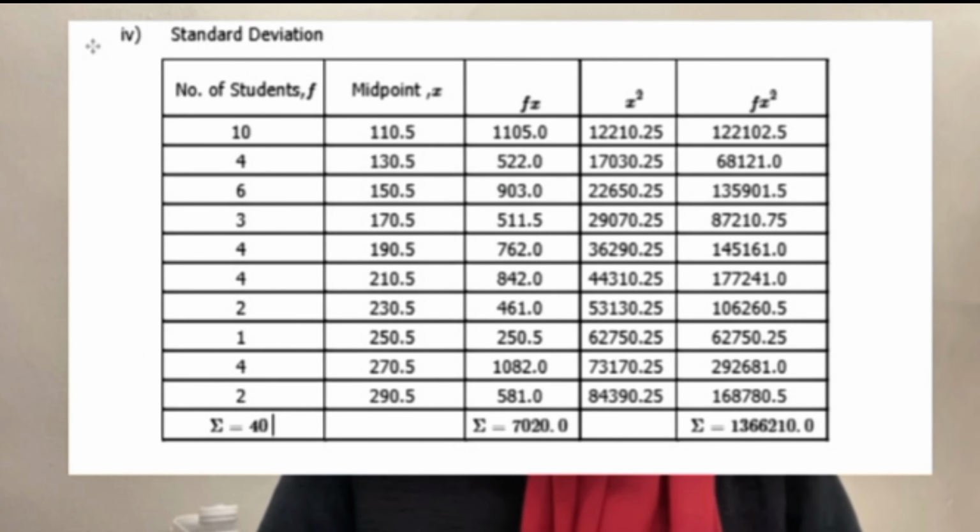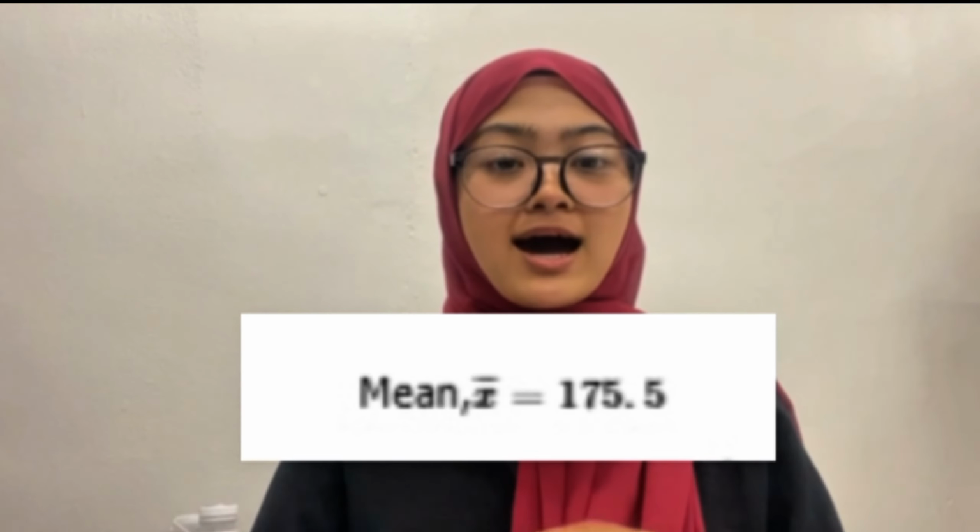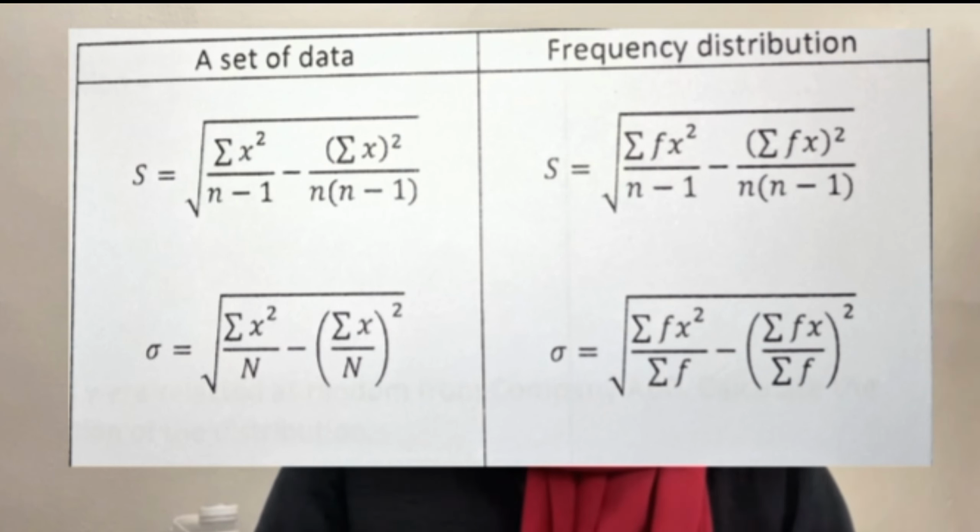Hi everyone, now I'm going to explain how we find the mean, variance and standard deviation. First, for the mean, we divide the total of f times x, which is 7,020, by the total number of students, which is 40. So the mean is 175.5. Next, for the variance, we use this formula: total of f times x squared divided by total f, then minus the mean squared.